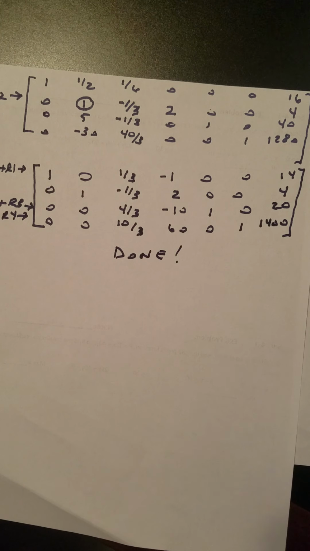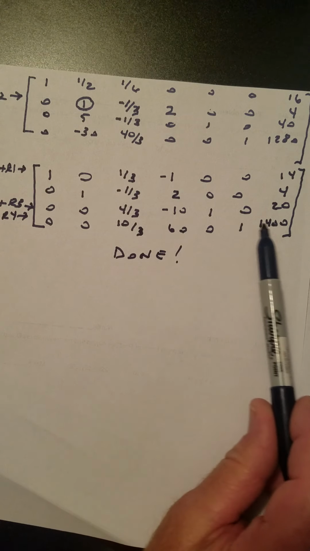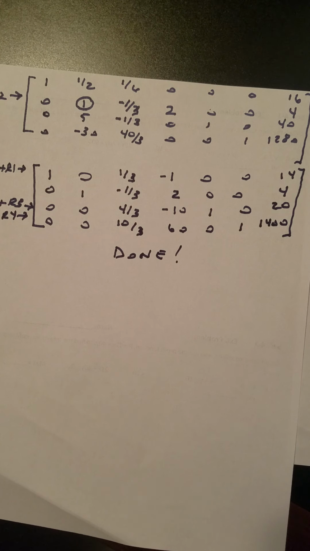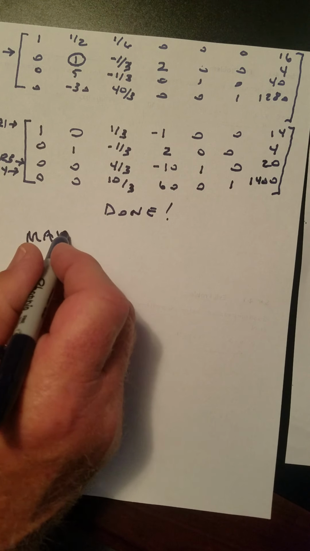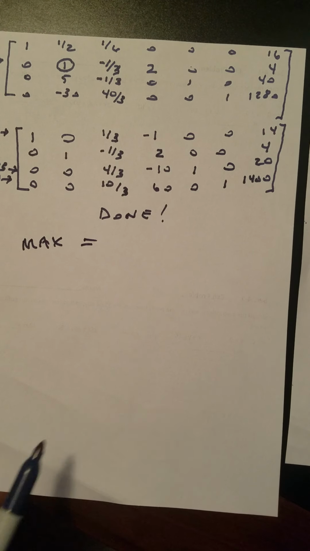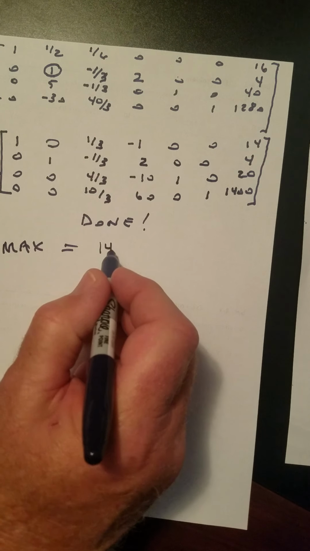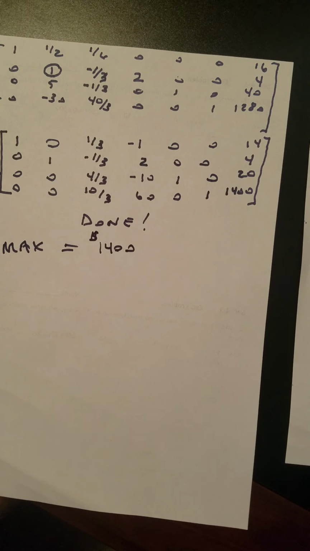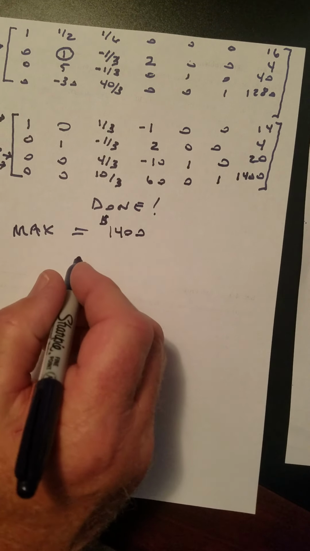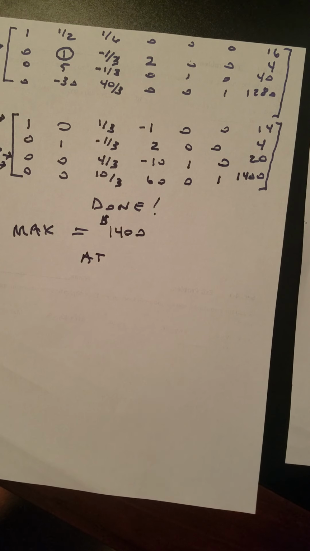How did I know I was done? Because when I look at the bottom row, there's no negatives. No negatives on the bottom row tells you you're done. So now what are the answers? Well, the max on this one, talking about the maximum profit, is always the lower right-handed number. So that's 1400. And that's dollars, $1,400. At, now we got to know what X and Y are.